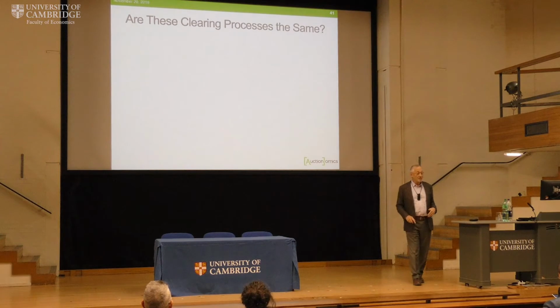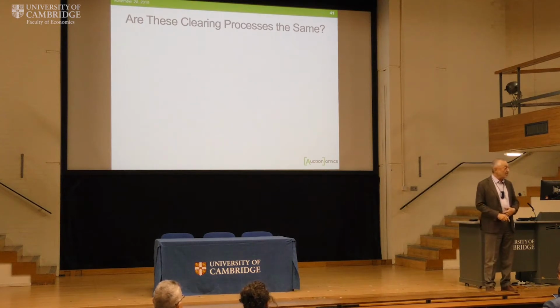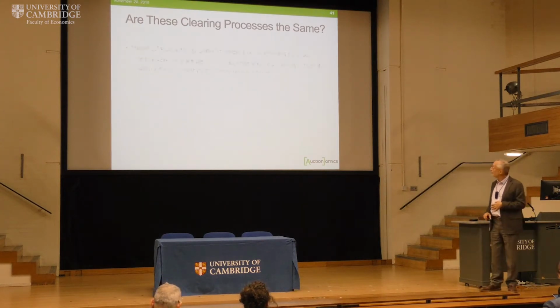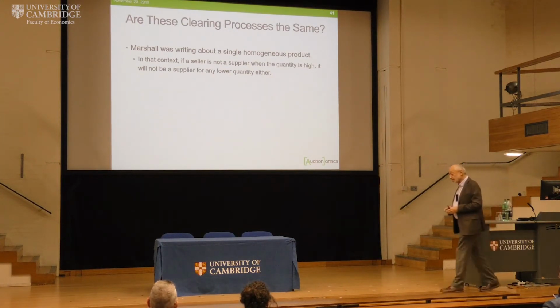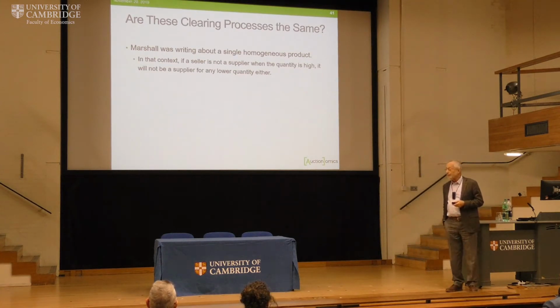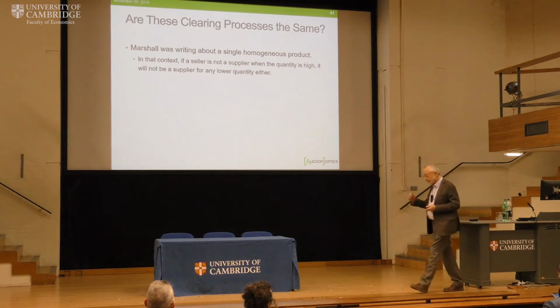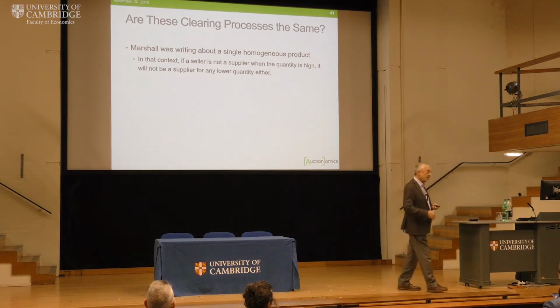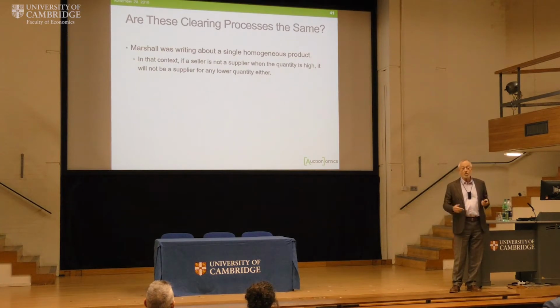So, let me acknowledge to begin with, this whole process was inspired by Marshall's idea, but are they really the same thing? Okay, Marshall was writing about a single homogeneous product. And in that context, one of the things that happens with a single homogeneous product is if you are trying to clear a particular quantity, so we're going to have 100 units, and you find that some suppliers are not included in the solution for 100 units, then if you reduce the quantity to 90 units, the suppliers that you weren't using for 100 units, you're not going to use them for 90 units either.